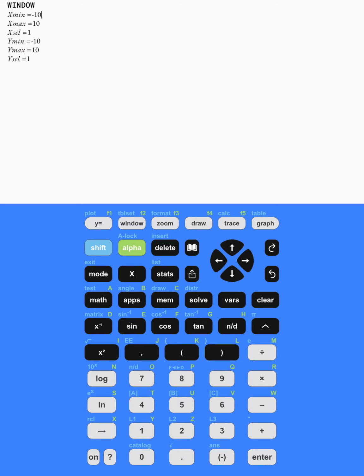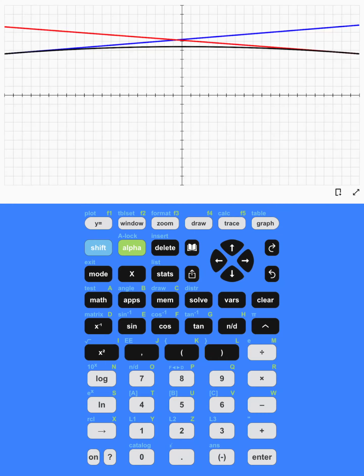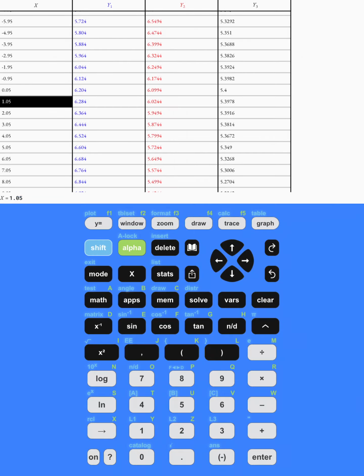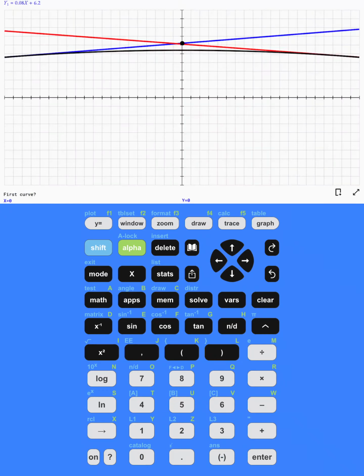So the black, we're going to have to change our window slightly. I'm going to change my window to go from -20 to +20, just to see if I can see an intersection there. So this will work. I want to find this intersection right here with the blue and the black. So second trace number 5. Go as close as possible to it and press enter, enter, enter.